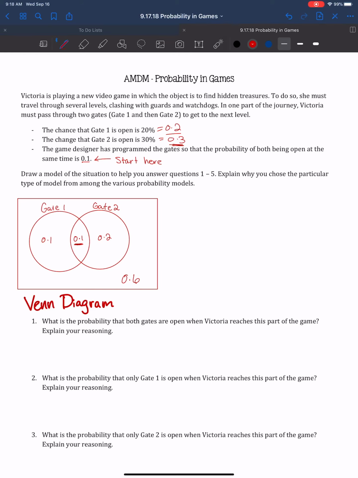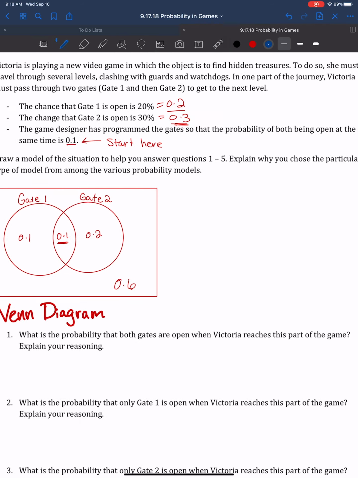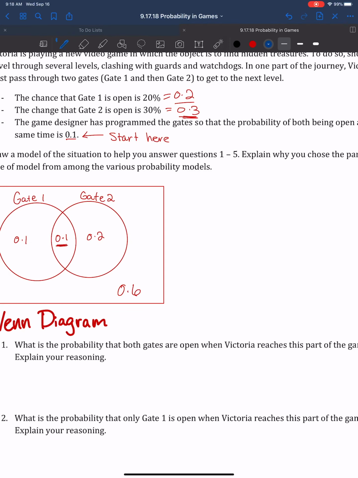Okay, and then now we're going to do a tree diagram. I'm going to change colors here. So in the very beginning, if we're looking at these gates, they're either going to be open or closed, right? So I'm going to draw a little key up here. O stands for open, and C stands for closed. Now, if we're looking at this in terms of a tree diagram, we want to look at each gate individually, one at a time, right? So let's look at gate 1. Gate 1 can either be open or closed. So we're going to have open or closed.